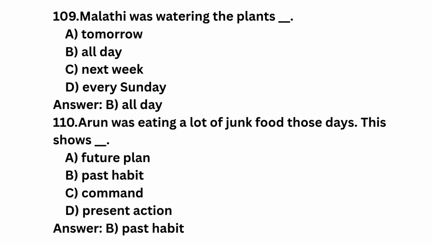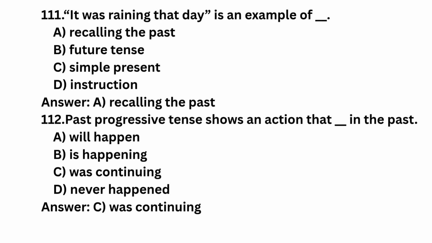Mala was watering the plants. Tomorrow, all day, next day, every Sunday. Answer: all day. Arun was eating a lot of junk food those days. This shows future plan, past habit, command, present action. Answer: past habit. "It was raining that day" is an example of recalling the past, future tense, simple present instruction. Answer: recalling the past. A past progressive sentence shows an action that will happen, is happening, was continuing, never happened.